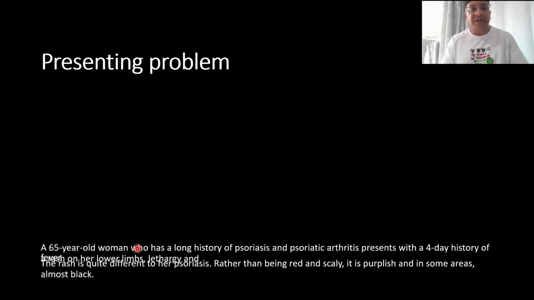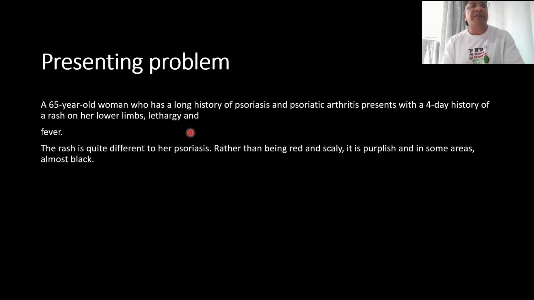Okay, so palpable purpura, let's go. A 65-year-old woman has a long history of psoriasis and psoriatic arthritis. She presents with a 4-day history of rash on her lower limbs, lethargy, and fever. So what's the big deal? She has psoriatic arthritis, but now she's coming with a different kind of rash. This rash is quite different.